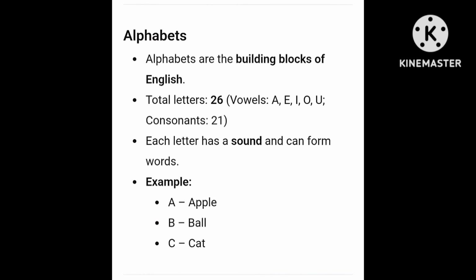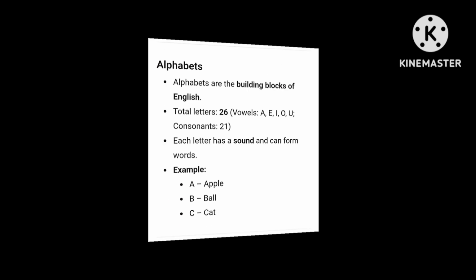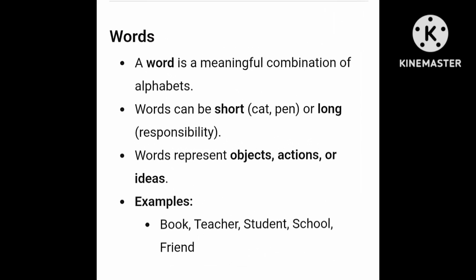Alphabets. Alphabets are the building blocks of English. Total letters 26. Vowels A, E, I, O, U. Consonants 21. Each letter has a sound and can form words. Example: A equals apple, B equals ball, C equals cat.